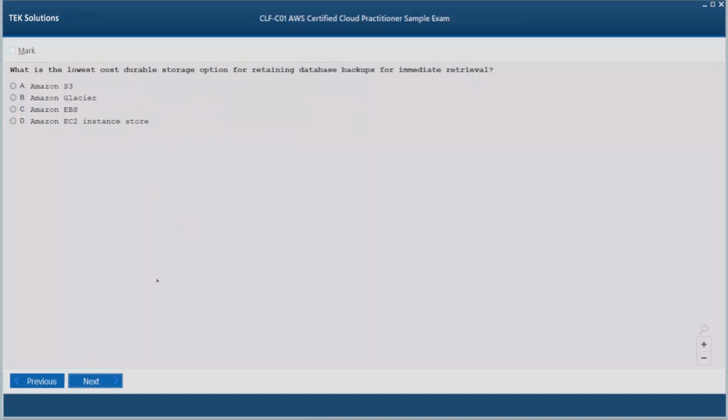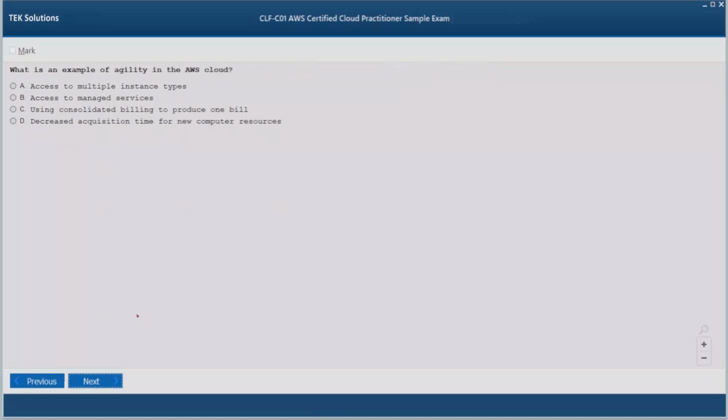What is the lowest cost durable storage option for retaining database backups for immediate retrieval? Option A, Amazon S3, B, Amazon Glacier, C, Amazon EBS, and D, Amazon EC2 Instance Store. And the answer here is Amazon S3. If you check, all the other three are not lowest cost, plus we cannot retrieve them immediately in any of these. So Amazon S3 is the correct answer here.